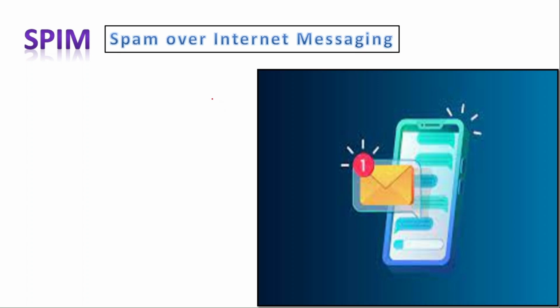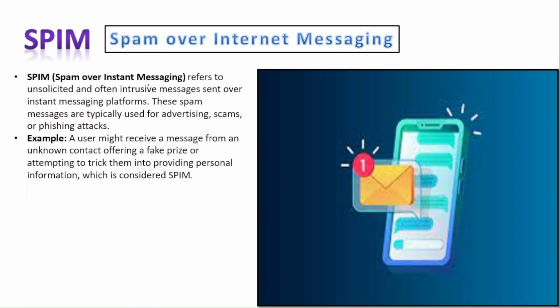SPIM, that is spam over instant messaging or internet messaging. So SPIM refers to unsolicited and often intrusive messages sent over instant messaging platforms. These spam messages are typically used for advertising, scams, or phishing attacks. Example, a user might receive a message from an unknown contact offering a fake prize or attempting to trick them into providing personal information, which is considered spam over instant messaging.